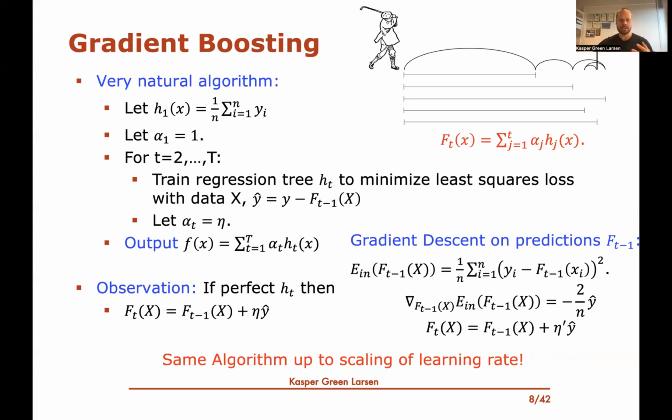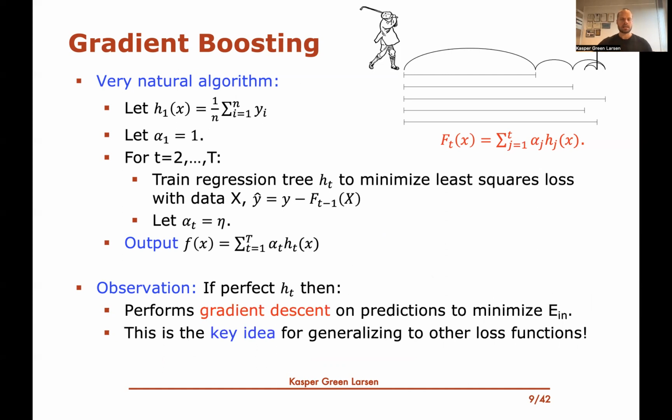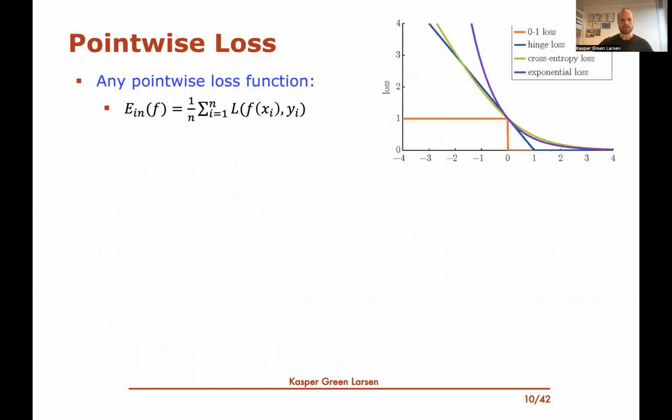Okay, so that's the kind of intuition to have in mind for designing the final gradient boosting algorithm. So basically what we're doing is that if we manage to train the regression tree to perfection, then it's going to actually simulate gradient descent on the current predictions in order to minimize the in-sample error. That's the basic idea. And this idea is what we need in order to take this template algorithm and turn it into a general algorithm for gradient boosting.